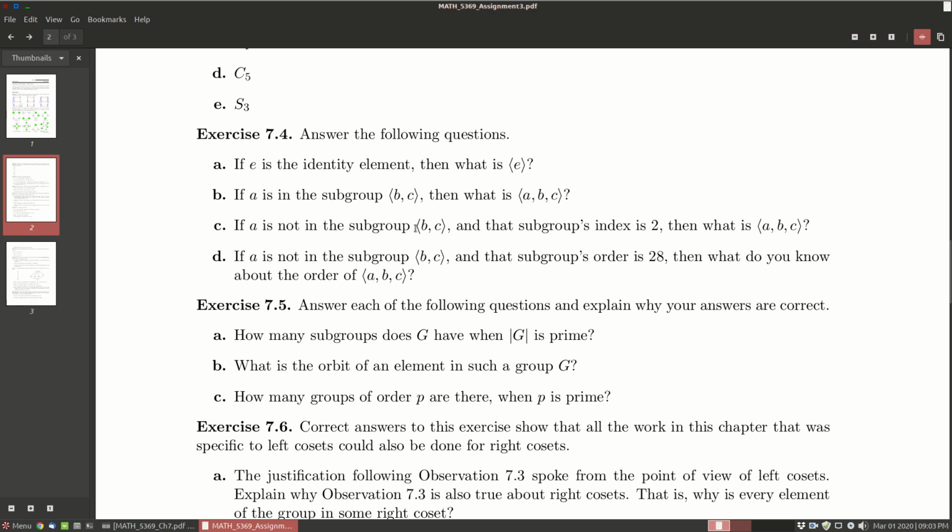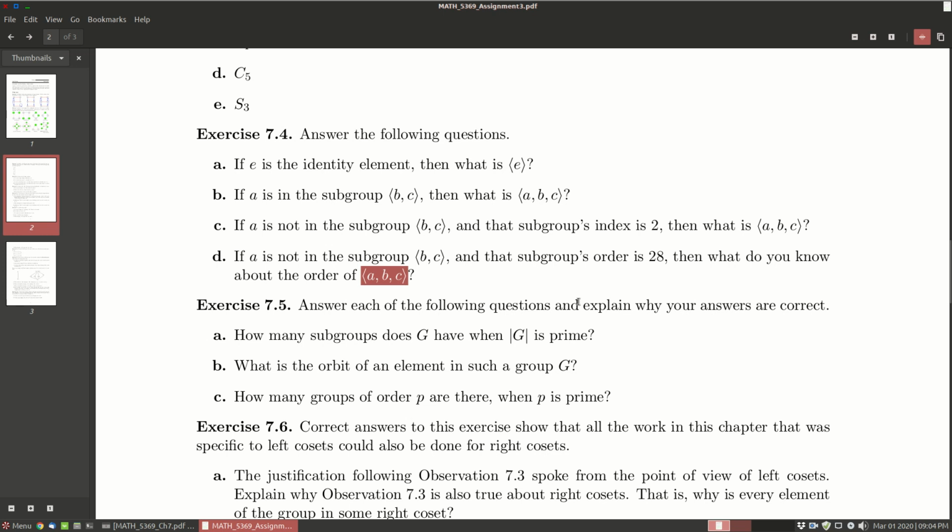So all of my possible things can either be built from B and C or can be built from A times B and C's. So this gives me the whole group. If A is not in this subgroup and the subgroup's order is 28, what do I know about the order of ABC? Use Lagrange's theorem. You can't tell me exactly what the order is, you can simply tell me something about the order.